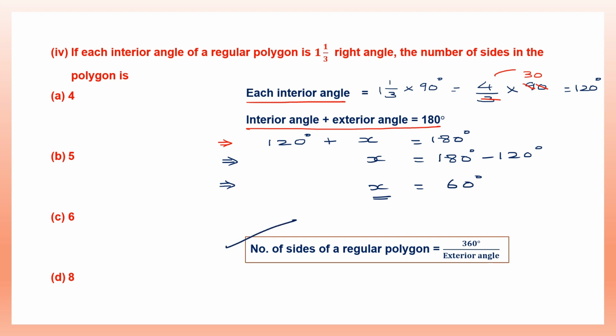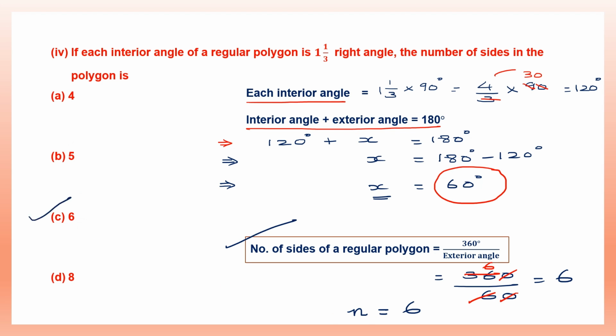Now we can use this formula to find the number of sides. Here it is 360 divided by the exterior angle, and we found the exterior angle to be 60 degrees. So 360 divided by 60. Cancel. Now we have 36 by 6. 6 sixes are 36. So here we have 6. That means the number of sides n is equal to 6. So which option is that here? That is option C. So let's take option C, 6.